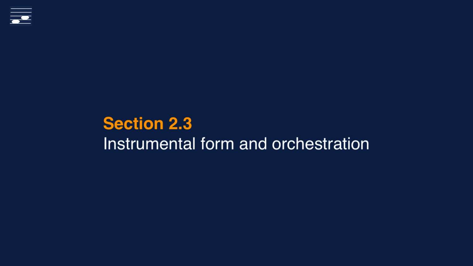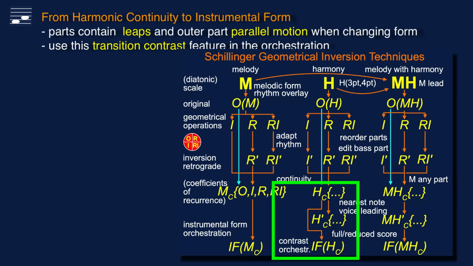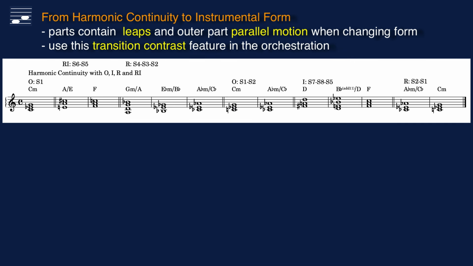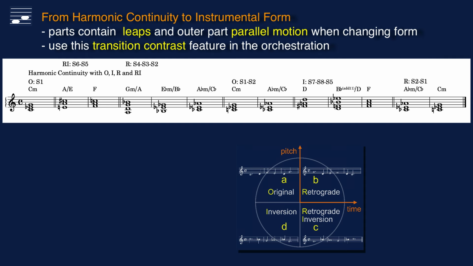Now it's time to start and use this harmonic continuity. In the previous section, we obtained the voice leading as is, with many leaps and parallel motion in the parts as we change geometrical inversion type. This amplifies the harmonic contrast when changing from original to inversion form and back, and we may exploit this feature later in the instrumental form.